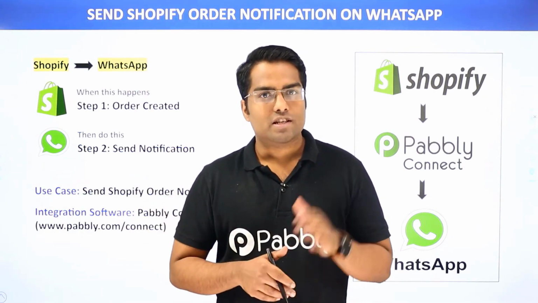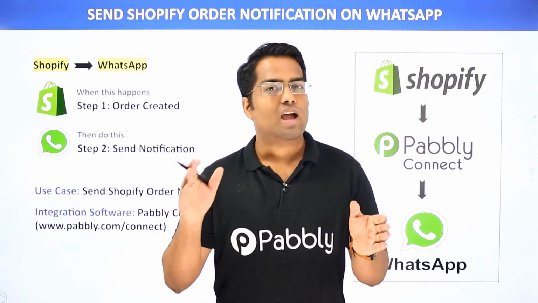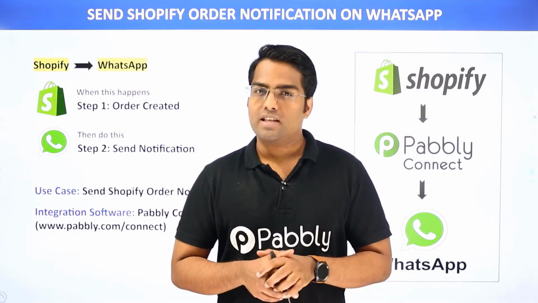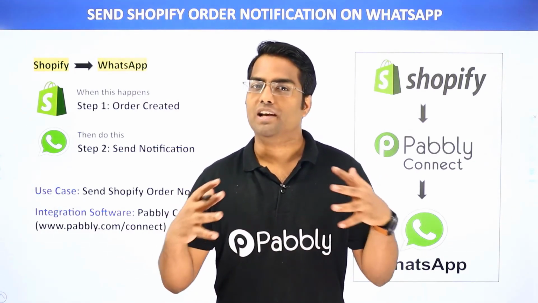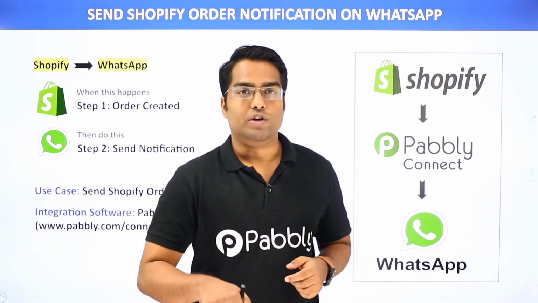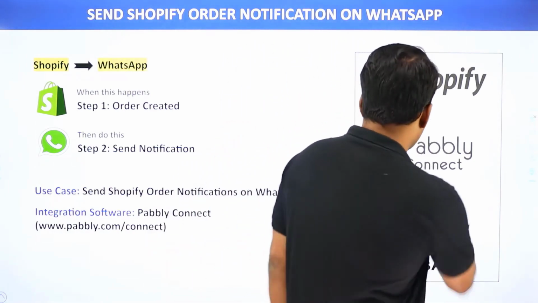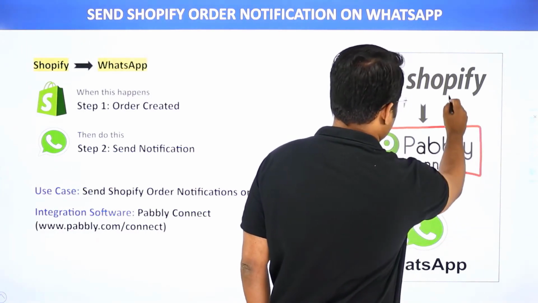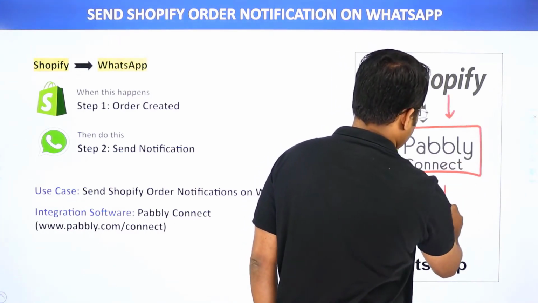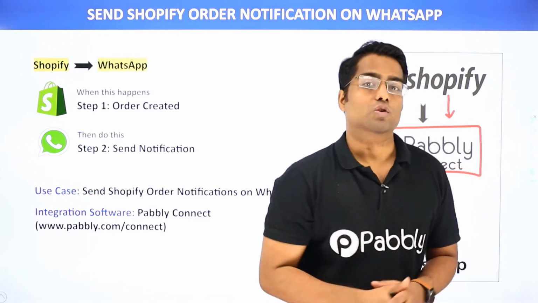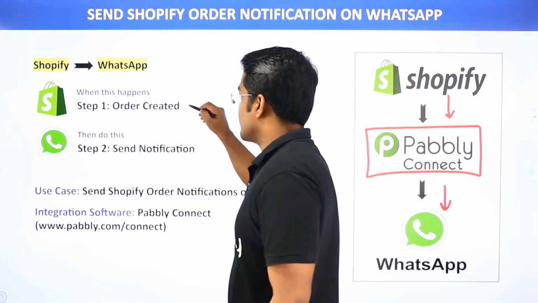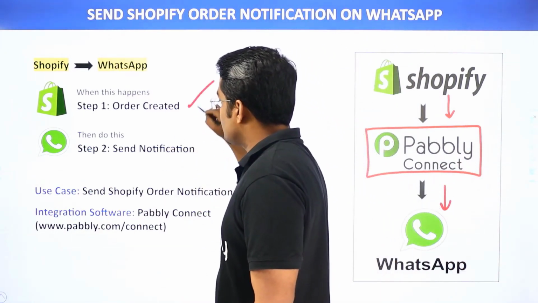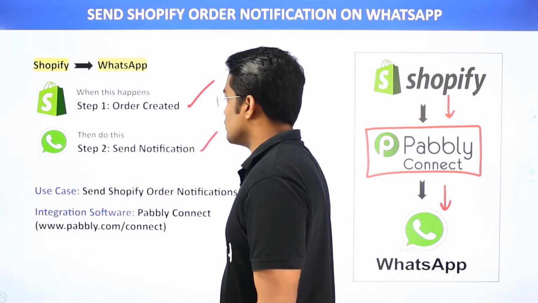So the problem is there is no direct data flow between Shopify and WhatsApp. So in cases like these, we have to bring a third app to properly connect them both. So in this video, we will be using Pabbly Connect to integrate Shopify and WhatsApp. So what Pabbly Connect will do is, whenever there is a new order created in Shopify, it will make sure that WhatsApp sends a notification to the buyer.